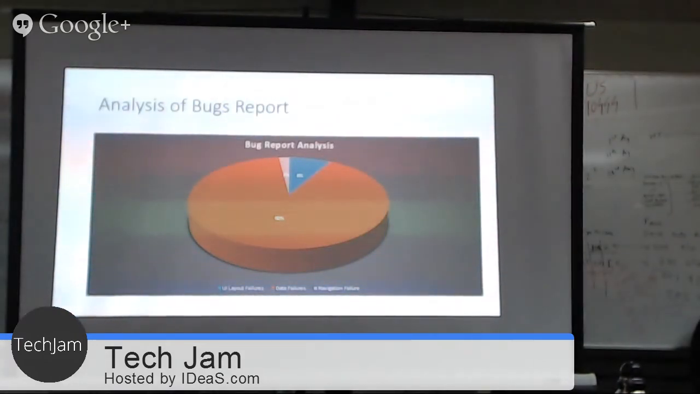So, analyzing the bug reports of our existing automation, we found out that 90% of the failures were actually data failures, and very few were navigation or UI layout failures.